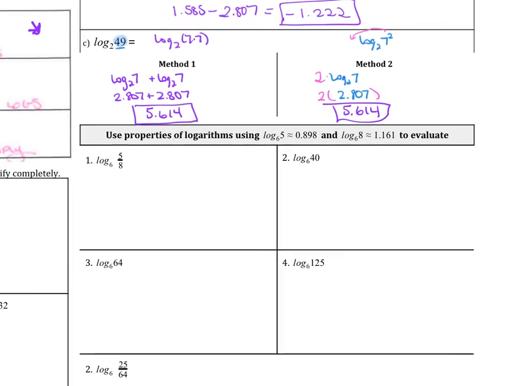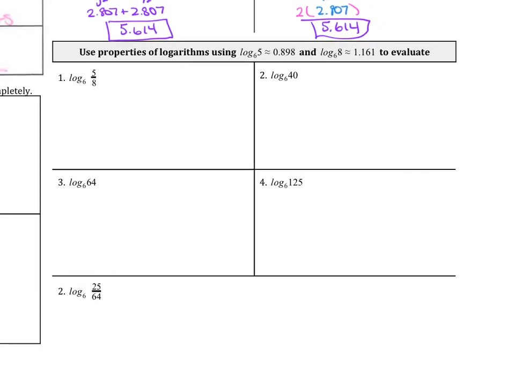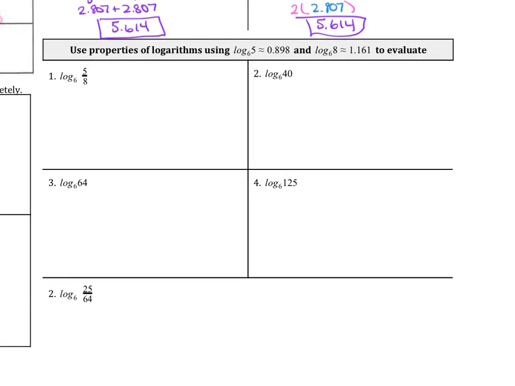So here are the numbers that you can use. We're given log base 6 of 5 equals 0.898 up here at the top, and then log base 6 of 8 is 1.161. Again, in order to make the values in the center, you can only multiply these numbers, divide, or raise to powers. Okay, so try these out, see how you do, and then we come back and I'll have the answers for you.